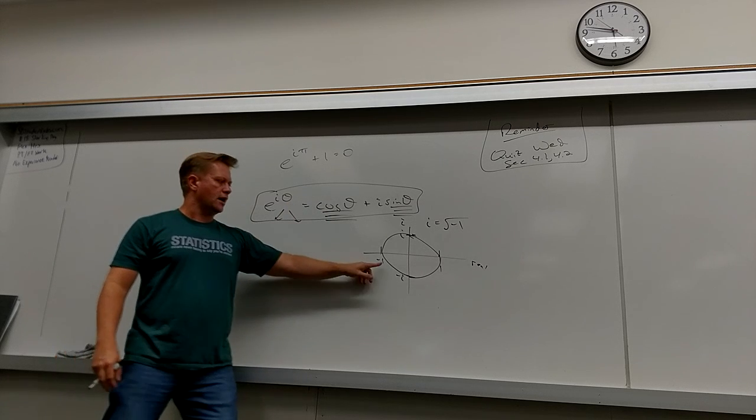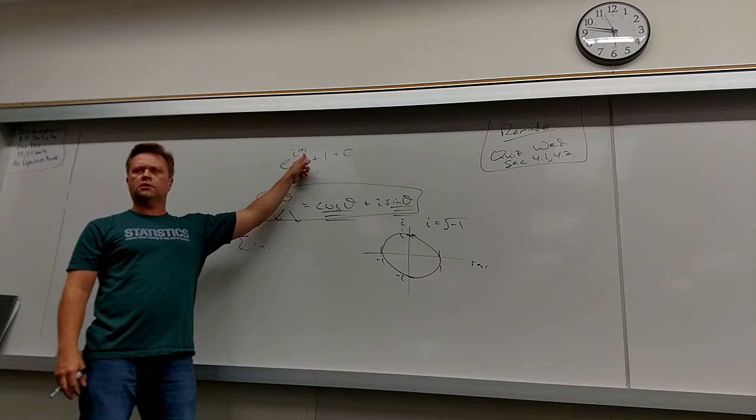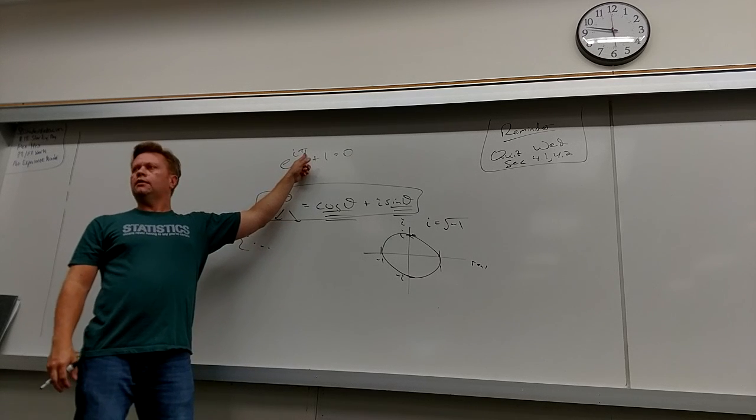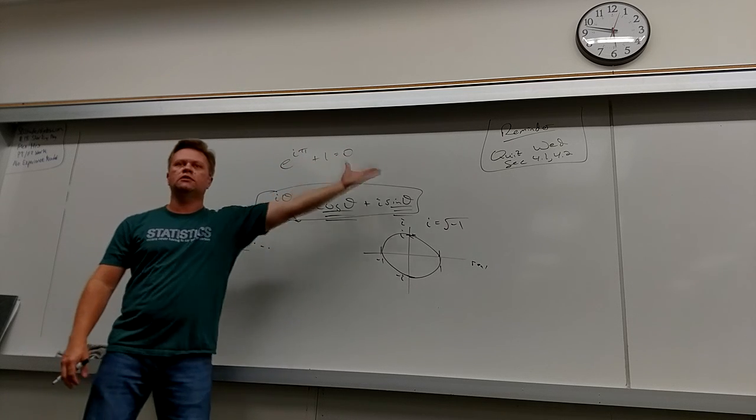e to the i pi is -1 because it's a turn. What's pi in terms of degrees? 180. So e to the i pi is a rotation of 180, which means that -1 plus 1 is 0.